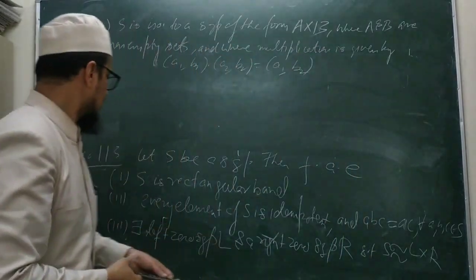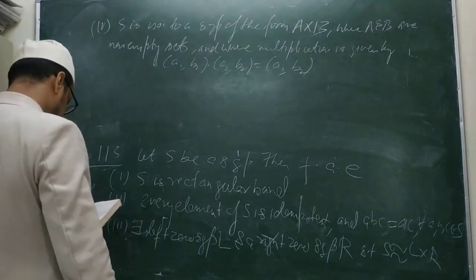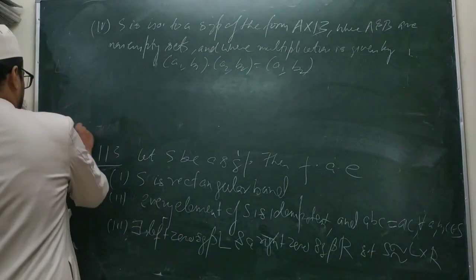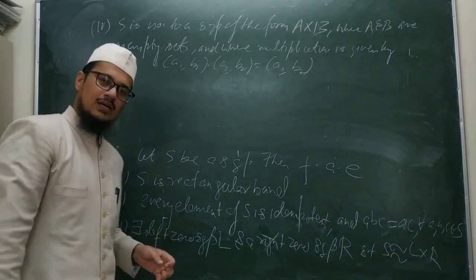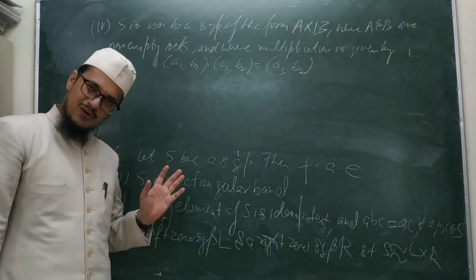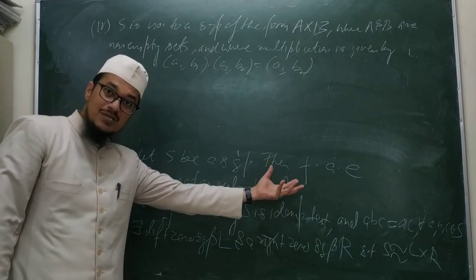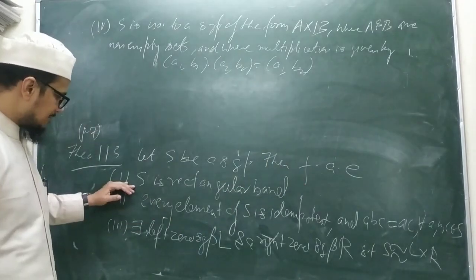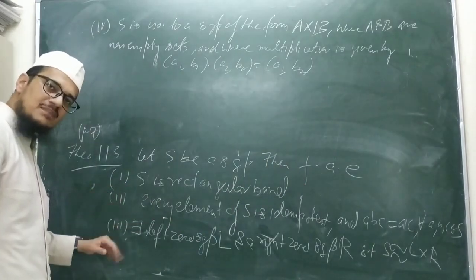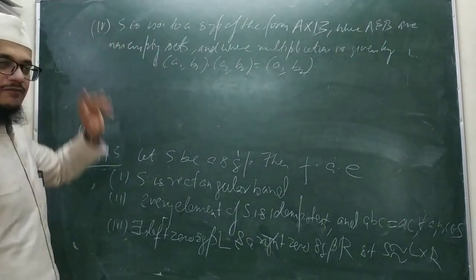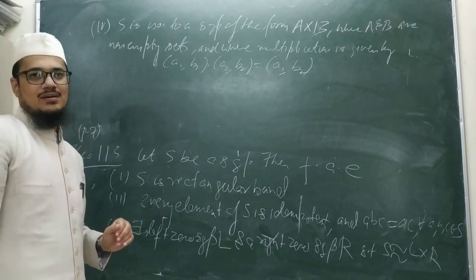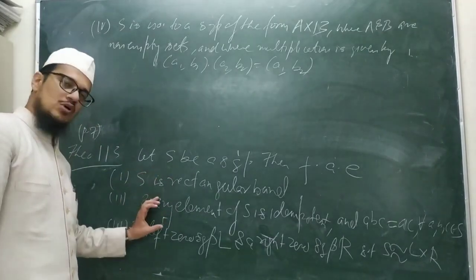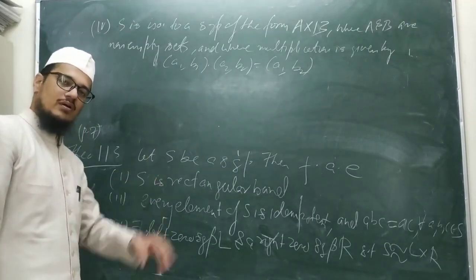So this is Theorem 1.3 on page number 7. So how to prove such type of theorems? The following are equivalent. It means what? First implies second, second implies third, third implies fourth. All conditions are equivalent to each other. Is it clear? If this happens, this also happens, and this also happens.